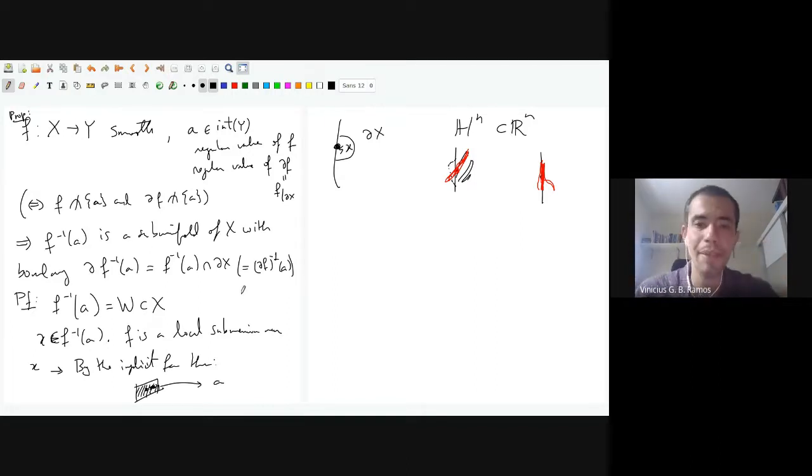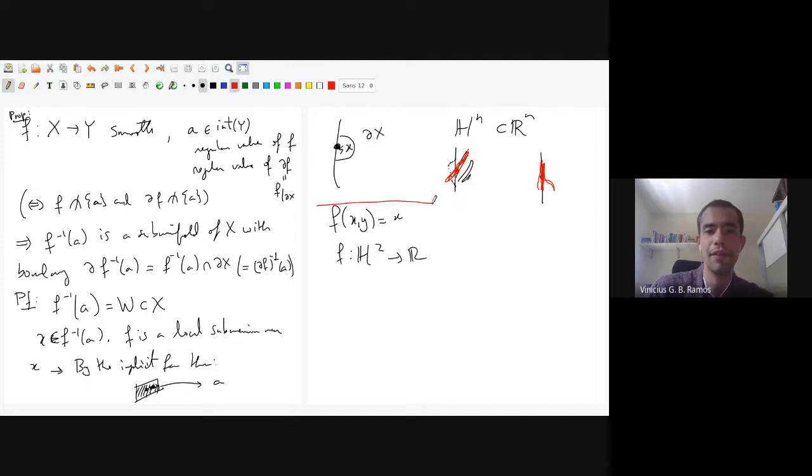Something that's not the example that I gave you last time, which was the function f of x, y equals x. That function here from H2 to R was not good for this proposition, remember? The preimage of 0 is a submanifold because 0 is a regular value of f, but when you look at the boundary of H2, it doesn't work. So this example is not good. And so how do you continue the proof? It's basically just looking at this example.